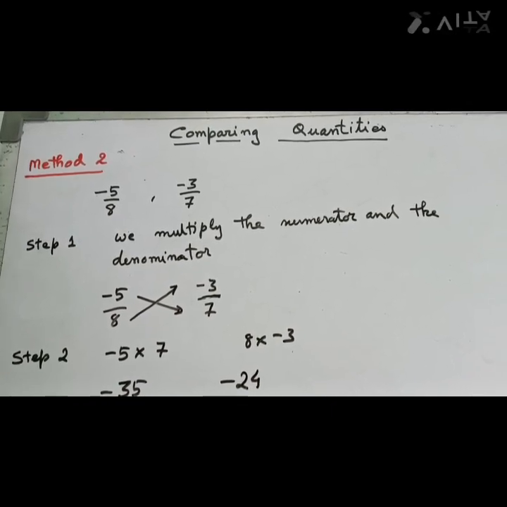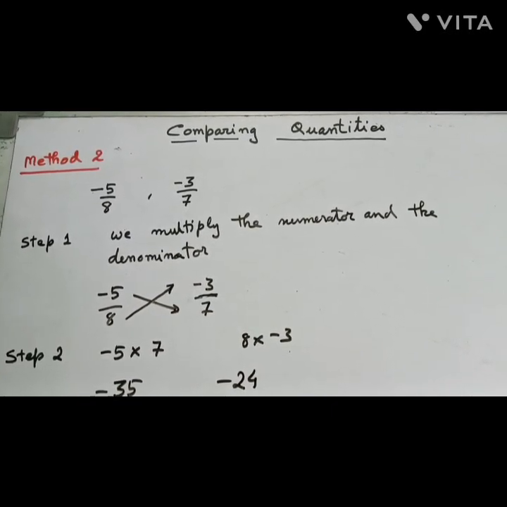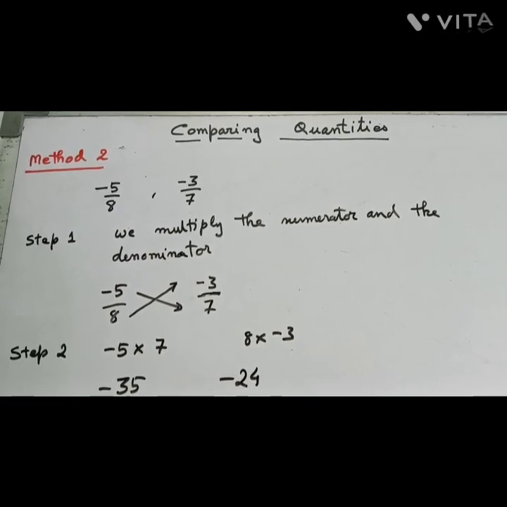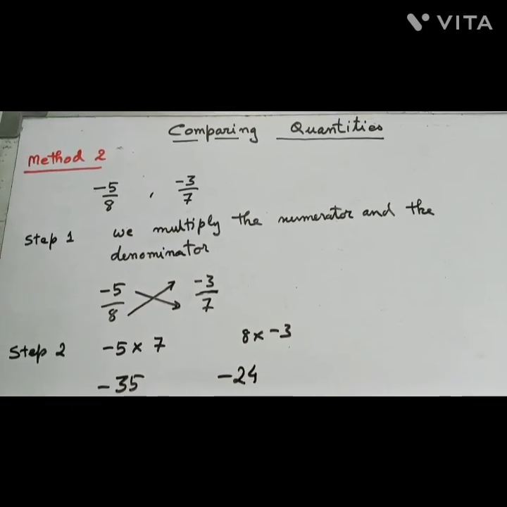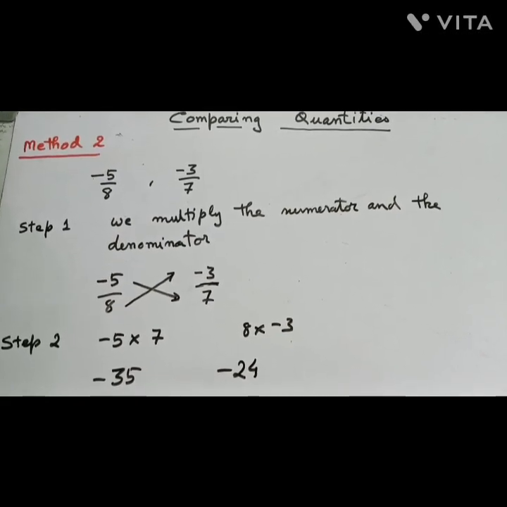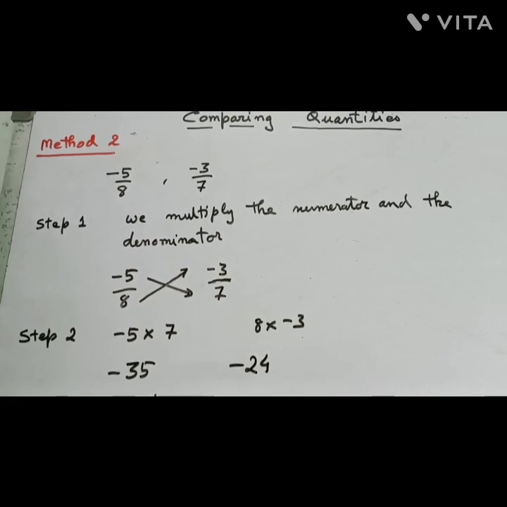So we have just learned comparing with method 1. This is the same thing with method 2. So whichever method students are comfortable with, you can use. So the fractions here again are minus 5 by 8 and minus 3 by 7.